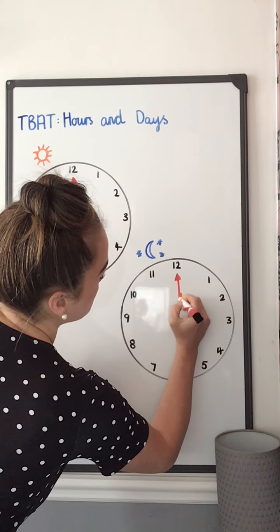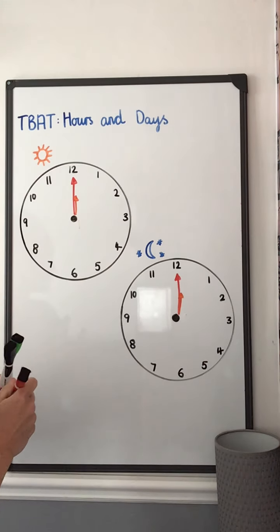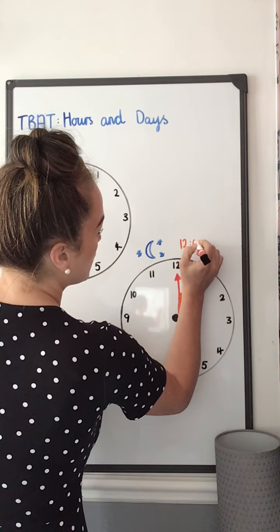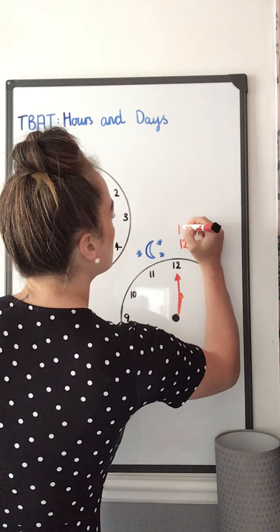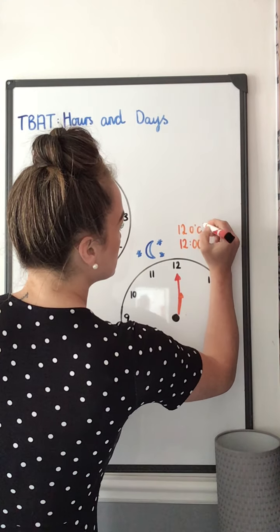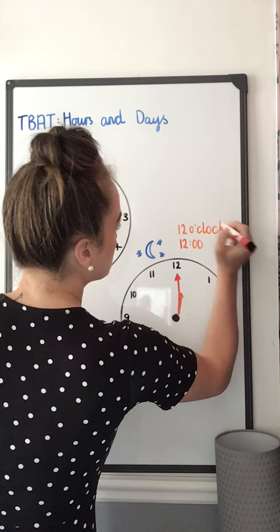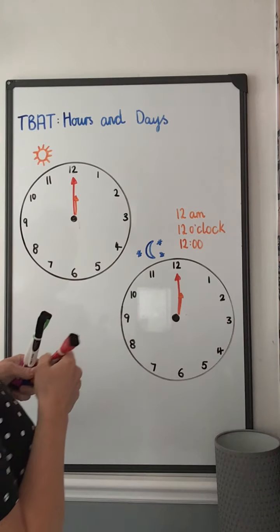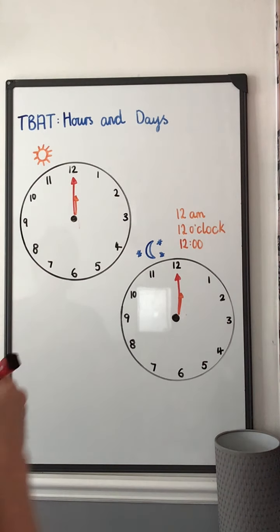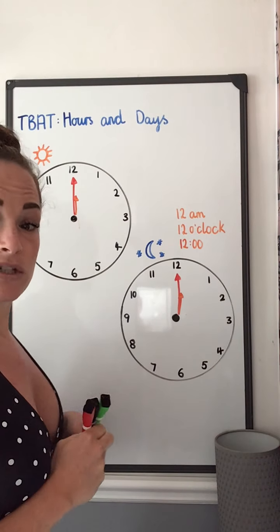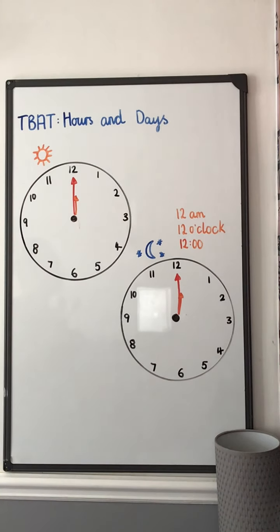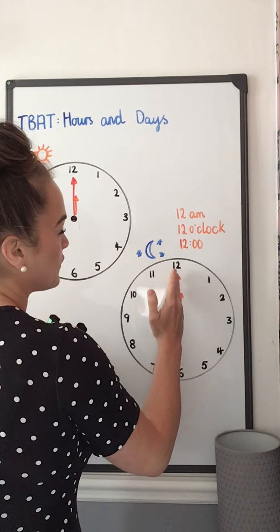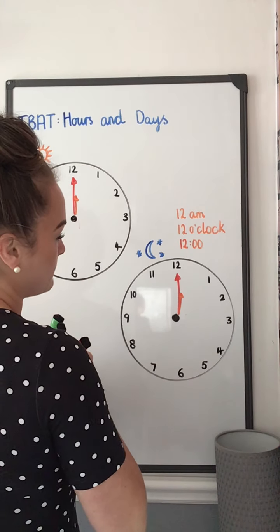So let's just draw our midnight, both hands pointing to the 12. Midnight is 12 o'clock. We can write that in different ways. AM is the morning time and PM is the afternoon. So we've got 12 AM, 12 o'clock and 12 o'clock on our digital watches, which is what a lot of you read on your Fitbits. So we start our day at 12 AM, 12 o'clock, and usually that's night time.